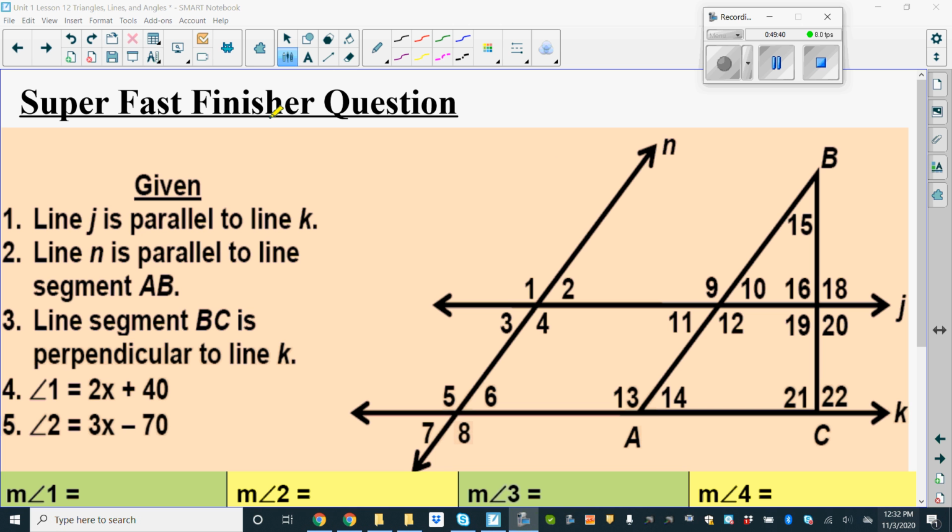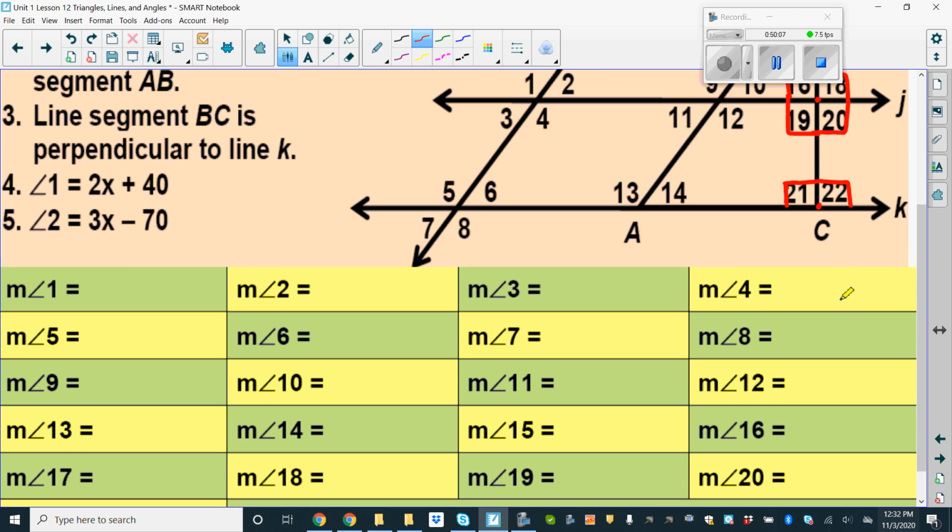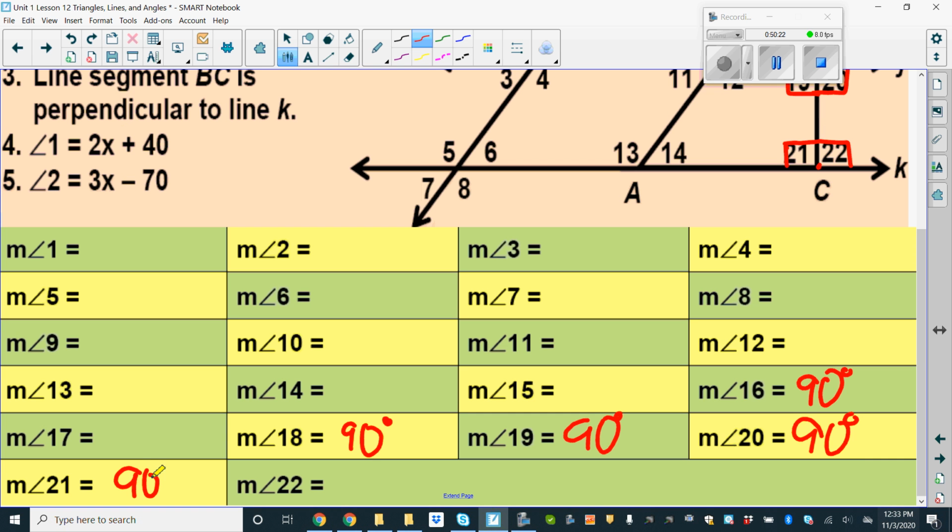And we know that perpendicular lines, right off the bat, boys and girls, we should just start filling in where the lines intersect and they're perpendicular, they create right angles. So there's two right angles, and here 16 is a right angle, 18 is a right angle, 19 is a right angle, and 20 is a right angle. So right off the bat, you could fill in all of your right angles. So we have 16, which is 90 degrees, 18, which is 90 degrees, 19, 20, 21, and 22.